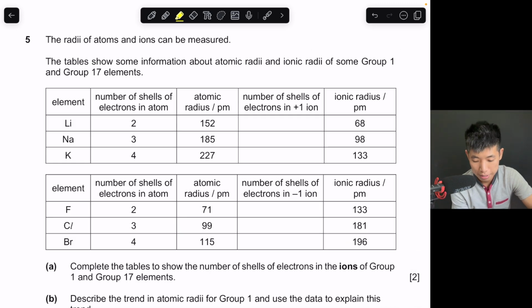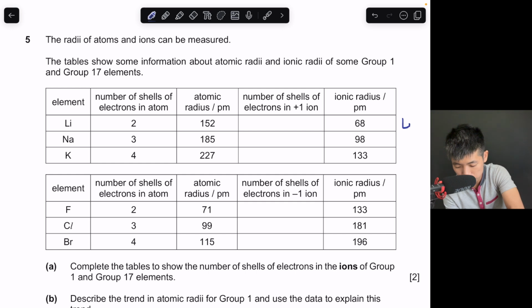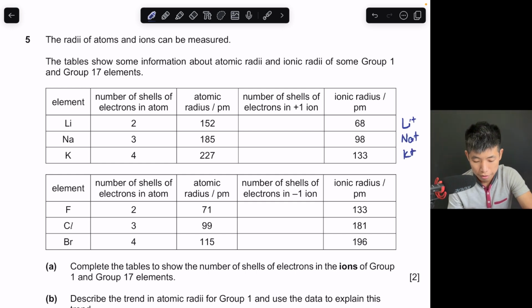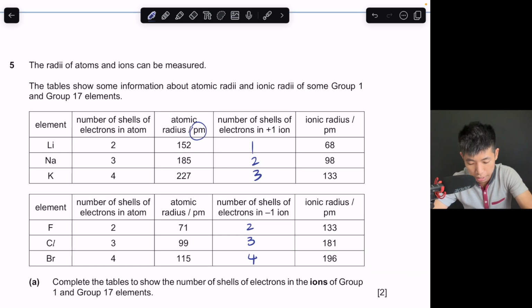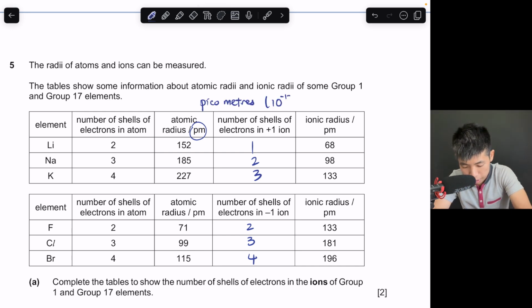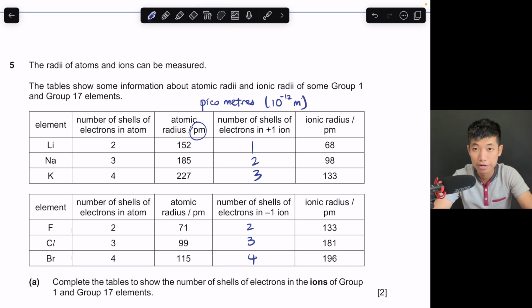Here's a question involving some data. So in your group 1, your +1 ion, we are talking about lithium, sodium, and potassium. So after losing that valence electron, your number of electron shells decreases by 1. For your non-metals, after you gain an electron, the number of electron shells remains the same because you just complete the valence shell. The unit pm here stands for picometers. 1 picometer is actually 1 times 10 to the power of minus 12 meters. So it's a very small number.